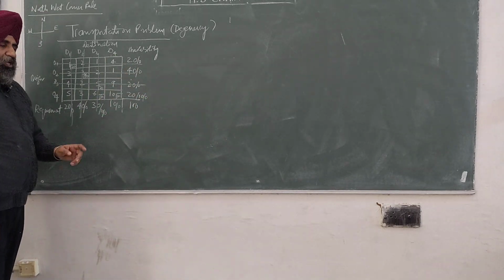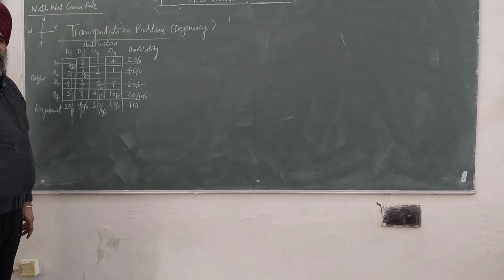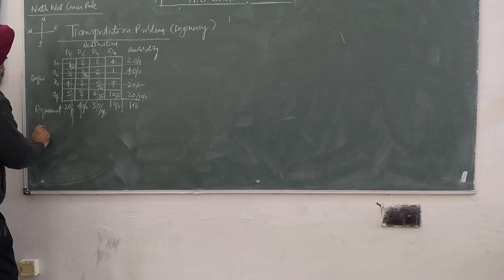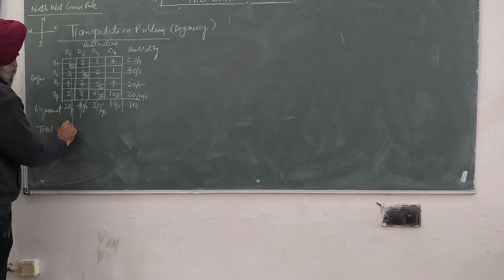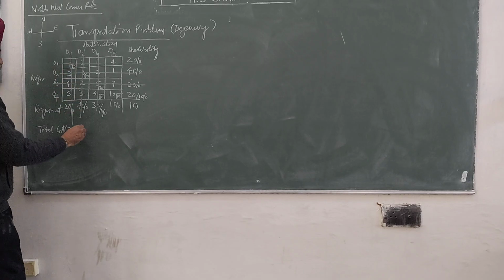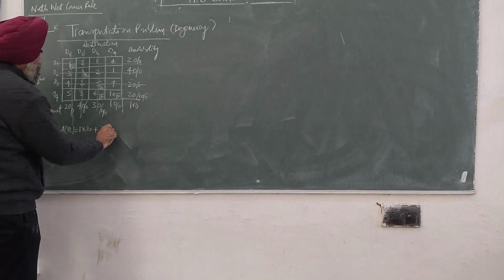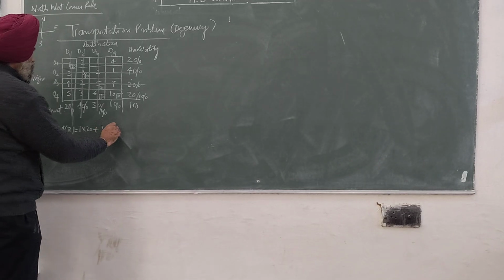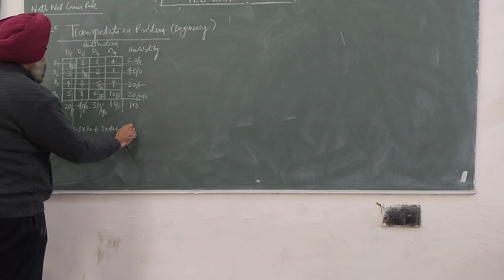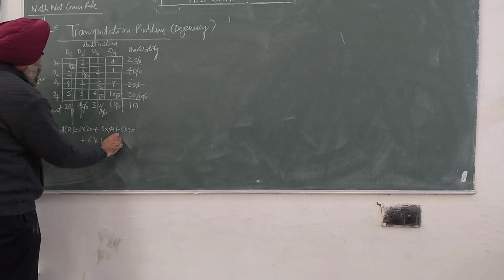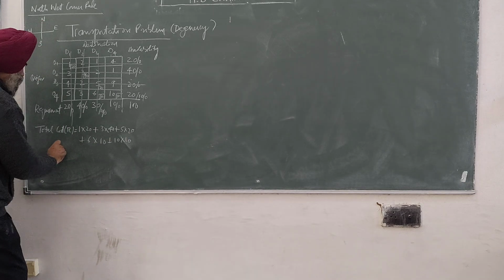In the optimality test, we deal with the MODI method, the modified distribution method, also known as the UV method. And here we will calculate the total cost. Look at the total cost. This is 1 into 20 plus 3 into 40 plus 5 into 20 plus 6 into 10 plus 10 into 10. So this is the cost which you are getting.